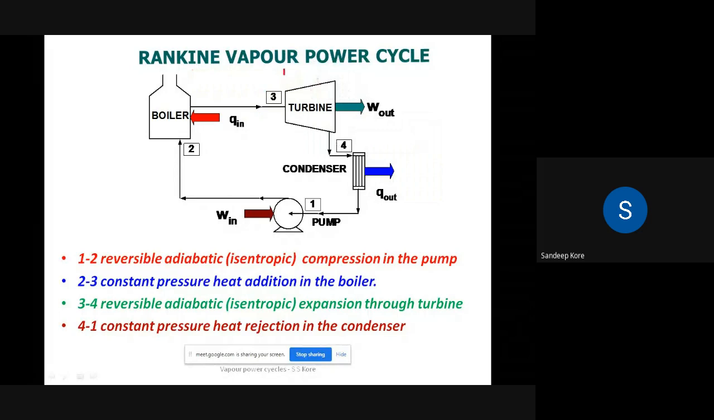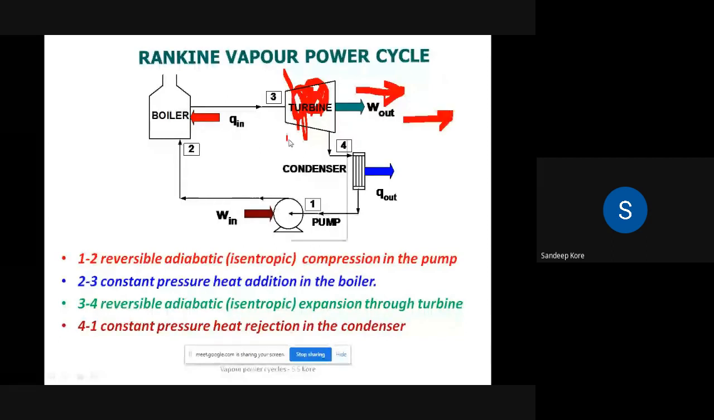अभी टर्बाइन का काम क्या है? जो भी स्टीम की हीट है, that heat is going to convert into kinetic energy, and kinetic energy is converted to mechanical energy. So mechanical energy means the turbine blade starts to rotate. So when it starts to rotate, the generator shaft also starts to rotate, and we are getting the work output.